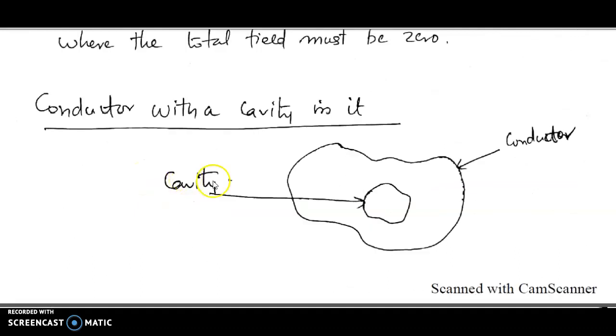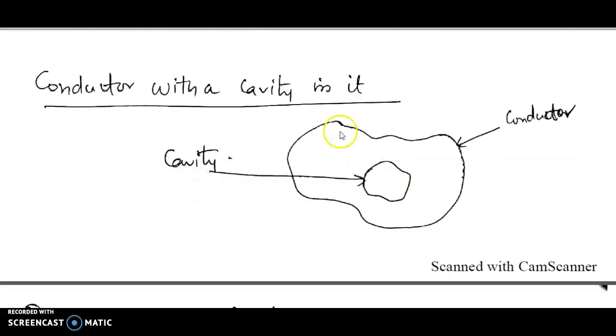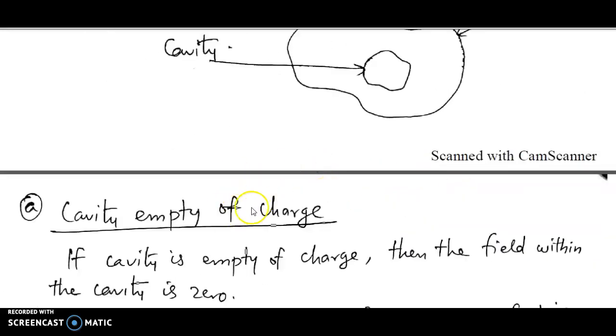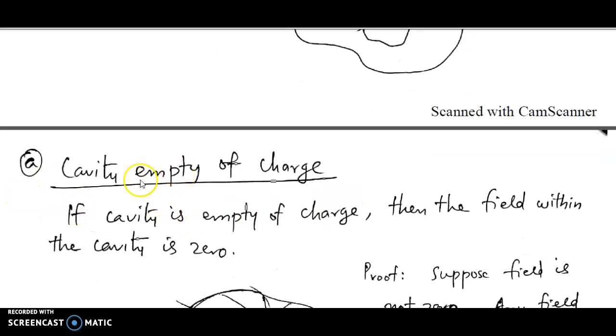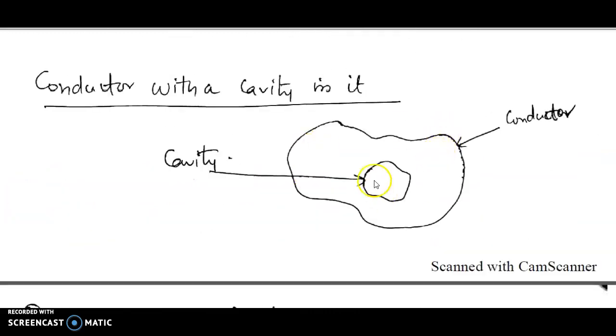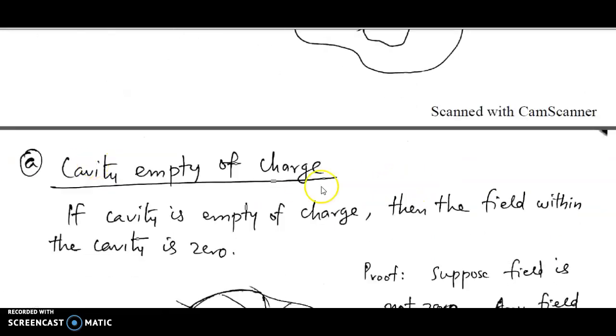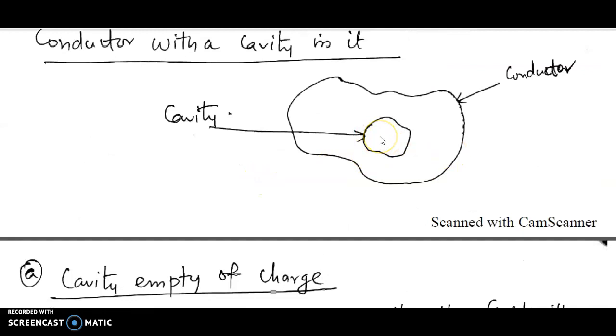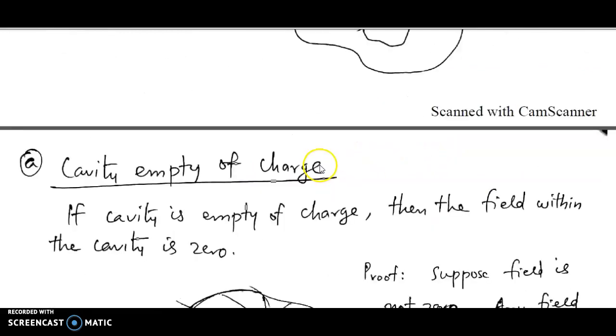Now consider a conductor with a cavity in it. So we have a conductor and there is a cavity inside it. This is hollow. Now we consider two cases. One, cavity empty of charge. This cavity is empty of charge. There is no charge inside the cavity. Then the field inside the cavity will be zero. If there is no charge inside the cavity, the field inside it will be zero.